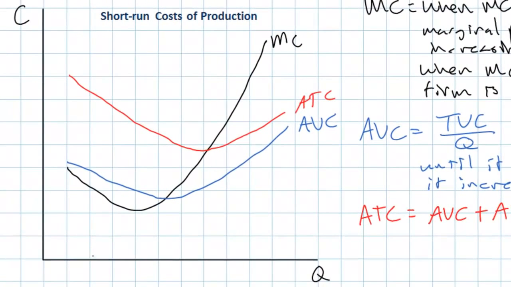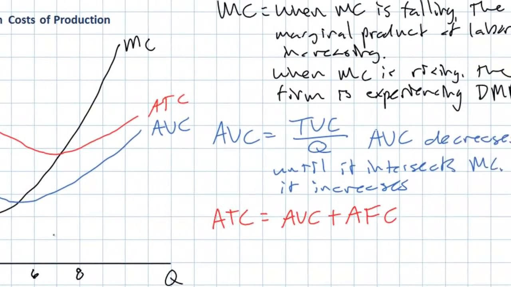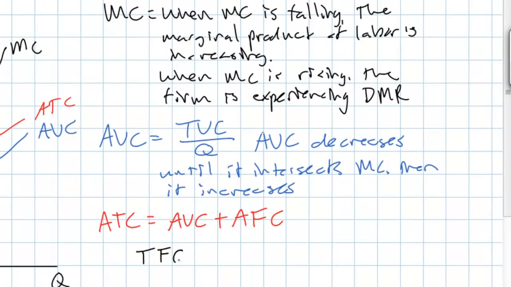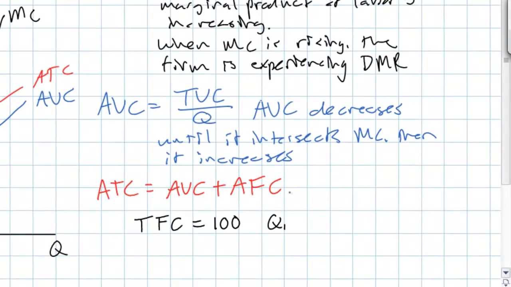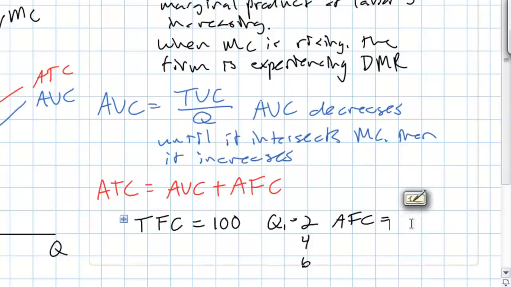So if we choose any level of output here, let's look at the level of 2 units, 4 units, 6 units, and 8 units. Let's assume that this firm has a total fixed cost of $100. That includes the rent that it pays and the interest that it pays on its capital. The average fixed cost at any level of output will just be the total fixed cost divided by that quantity of output. So we've got 2, 4, 6. We'll just do those 3 here. The average fixed cost when this firm produces 2 units is 100 divided by 2, which is 50.